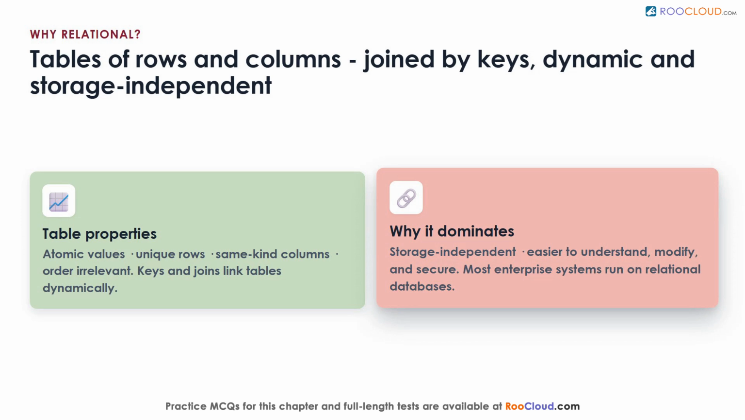You designate some fields as keys for fast searching. A join then links related records across tables by matching values. Relationships are defined only at retrieval time, so the model is dynamic. It is also independent of the physical storage. That makes it far easier to understand, modify, and secure.